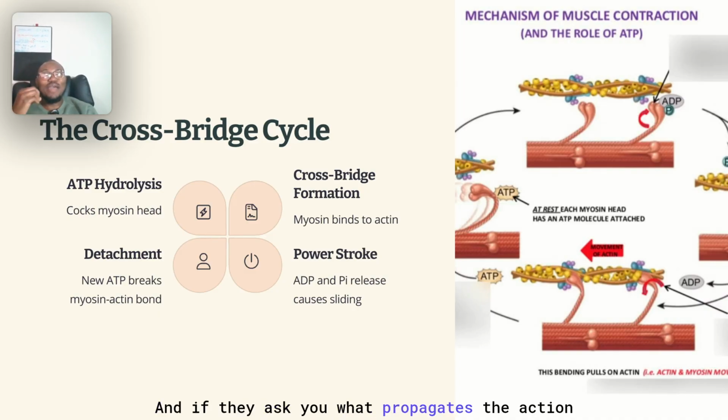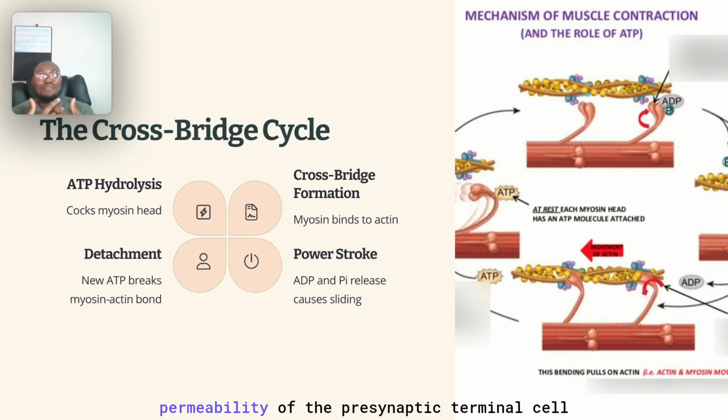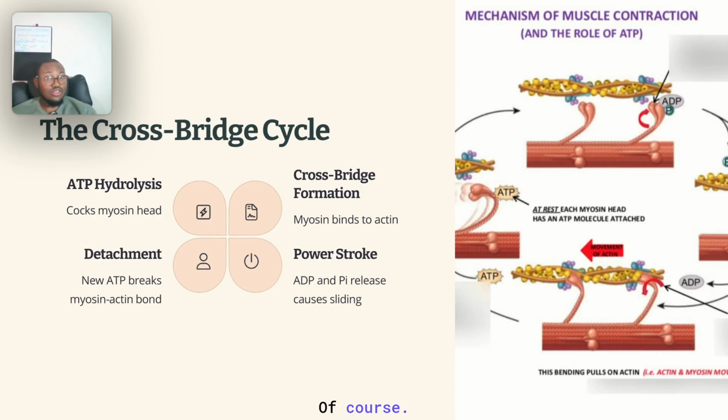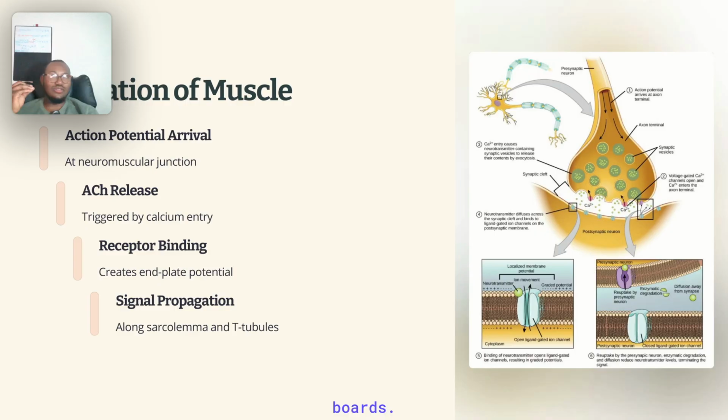And if they ask you what propagates the action potential, it is the sarcolemma. Action potential is propagated along the sarcolemma. It's very, very important. When they are trying to test you on action potential, they may tell you that increased calcium ion permeability of the presynaptic terminal cell membrane is caused by what? Action potential, of course. I told you that when the action potential from the nerve comes, it will trigger calcium to enter inside and break up these vesicles and burst them into the clefts. Always remember this question because it's always on your college exams and it's always on your boards.